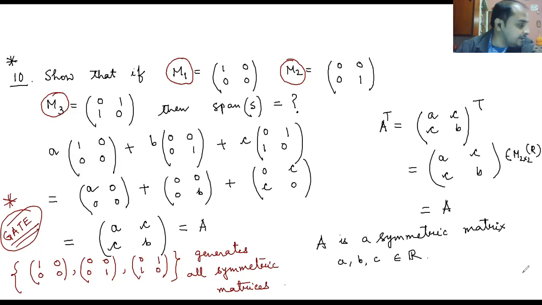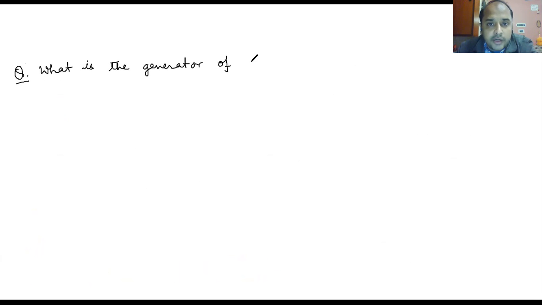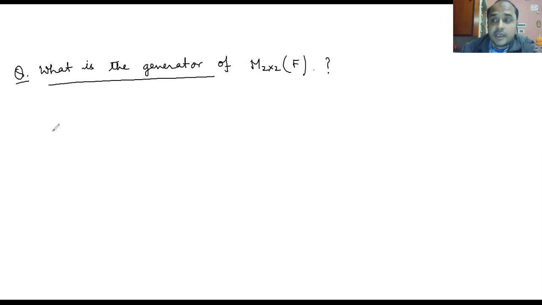Next, the question is, what is the generator of all 2 by 2 matrices defined on a field? It is given in question number 9. So I'm just writing the answer. You have to remember this result also if you want to sit for the GATE examination.